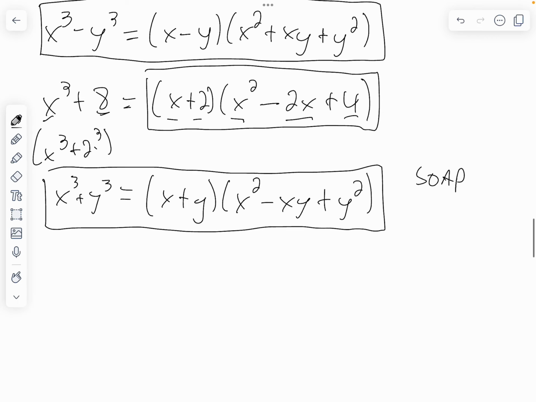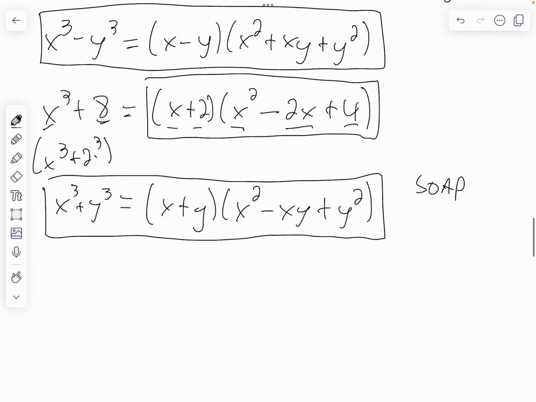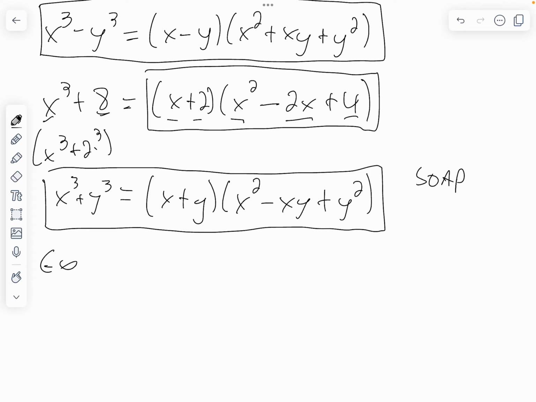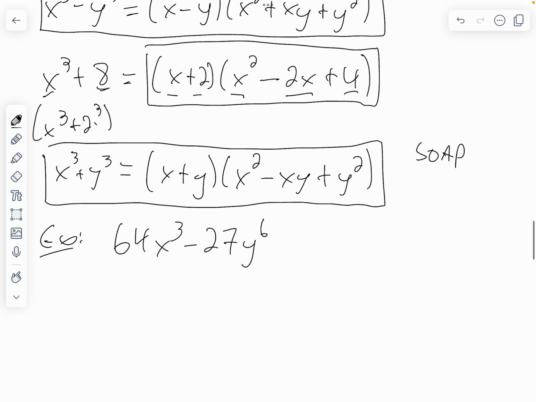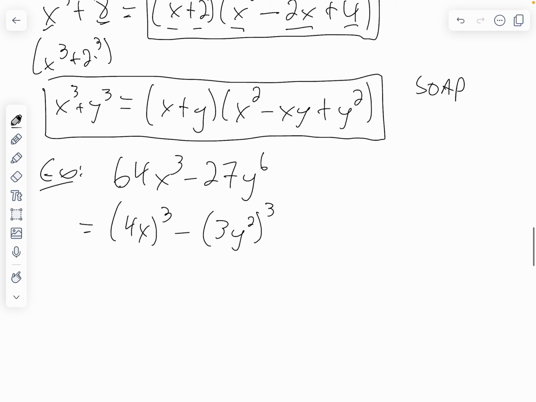So now, just one. I got one that's a little bit harder, so let's do an example here. Let's say we have 64x cubed minus 27y to the 6th. When I have something like this, I like to think, what is actually being cubed? Well, the cube root of 64 is 4. So this is 4x, that's all cubed, minus 27y to the 6th, that's 3y squared cubed, right? Because when you have power to a power, that's an index rule. You multiply those powers together.